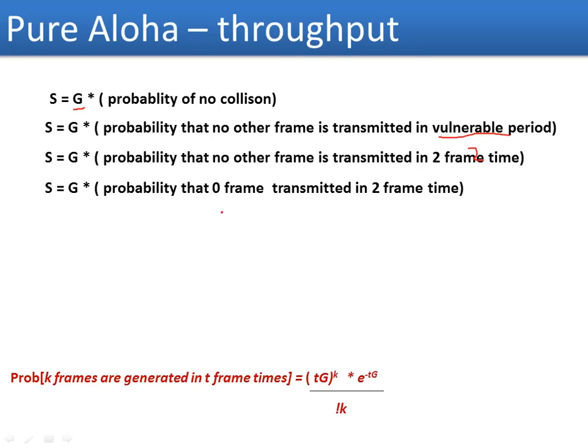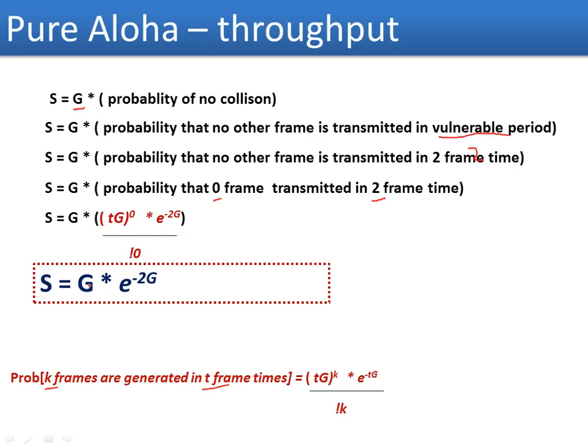If we put k frame, so here we want to see for 0 frame and t frame time, which is 2. So if we place this value like k by 0 and t with 2, we will get this expression. And if we simplify this expression, it will give us G multiplied by e to the power minus 2G. So this is the formula for throughput.